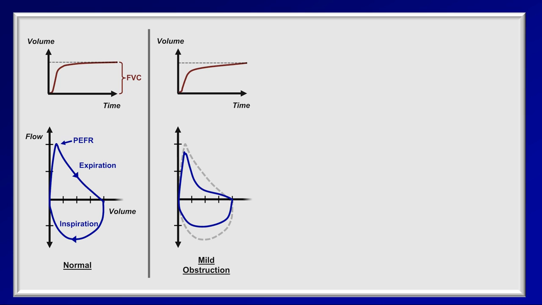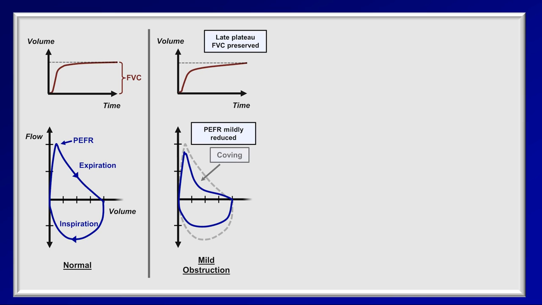In the top graph, you can see that FVC is preserved. However, it takes longer for the patient to get there, which is represented by a late plateau of the volume. In the flow volume loop, the peak expiratory flow rate may be mildly reduced, but more significantly, there is deformation in the middle of the expiratory limb of the loop, usually referred to as coving. This qualitative finding is analogous to the quantitative finding of a reduced FEF 25 to 75%.